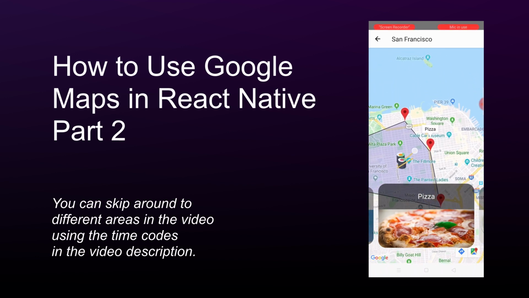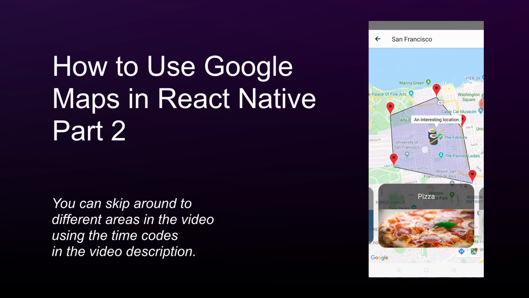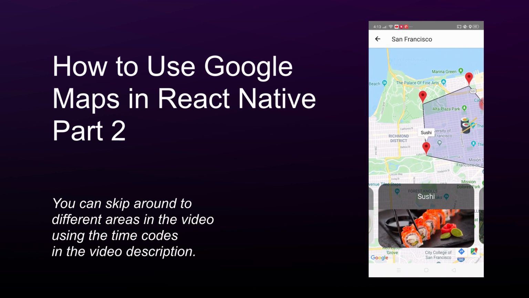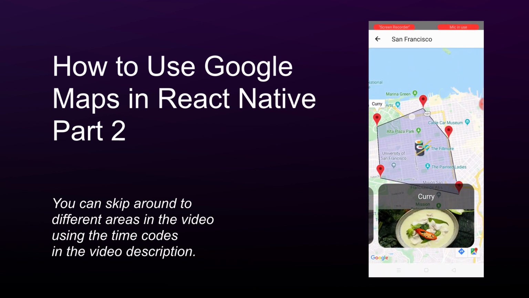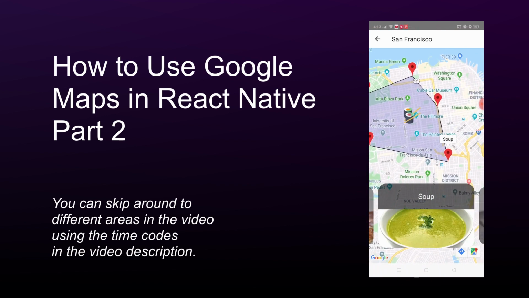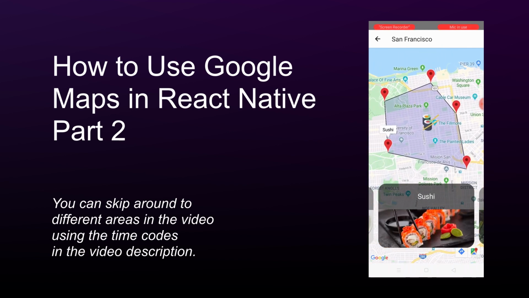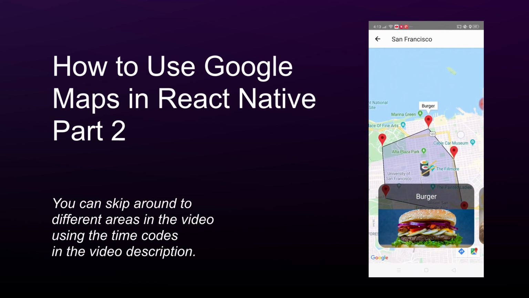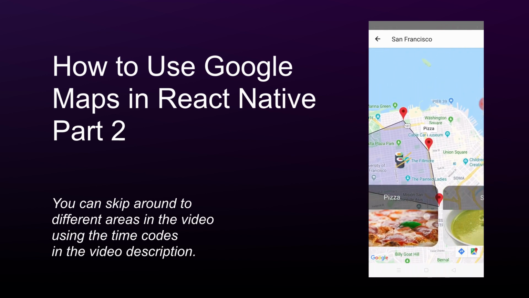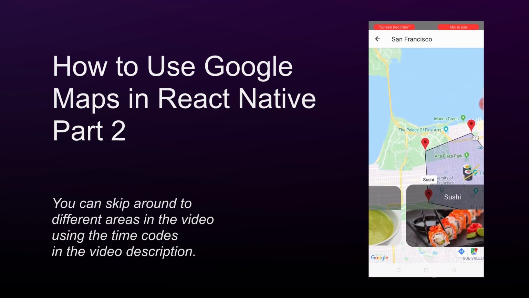In part 2, we'll discuss how to get your current location, how to show it on the map, and how to animate your map as you click on different markers. And we will also create a little carousel at the bottom to show information about each marker. As you swipe through the carousel, the marker will be highlighted with the information. As you click on the marker, the carousel will actually go to the index of that marker.